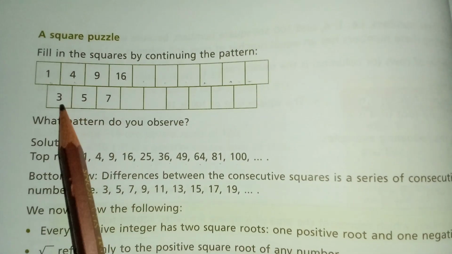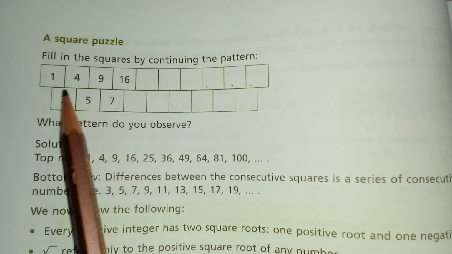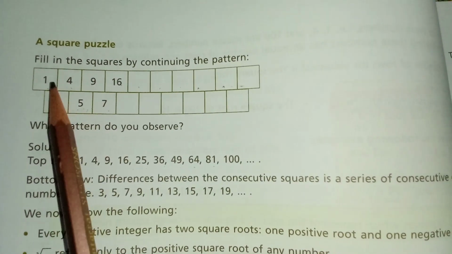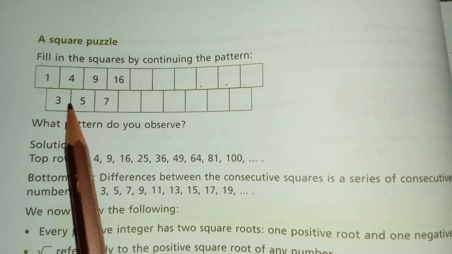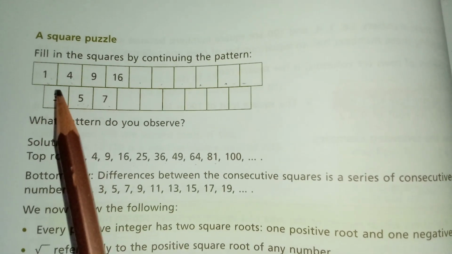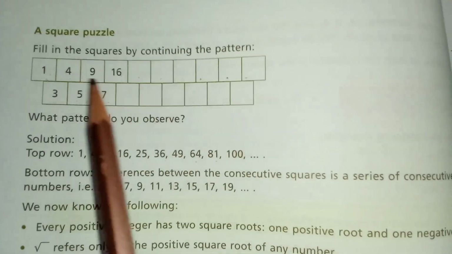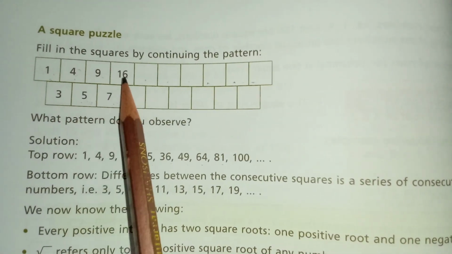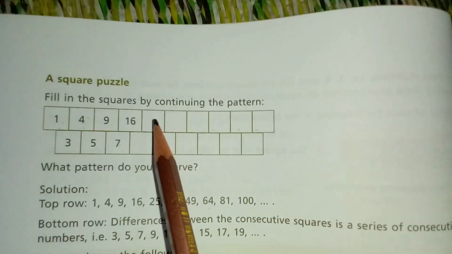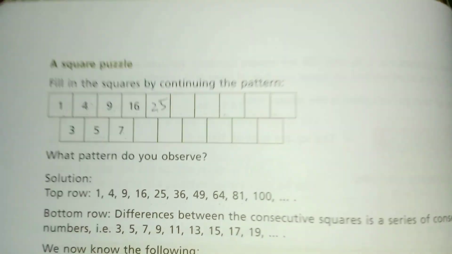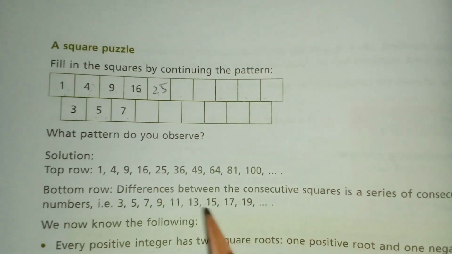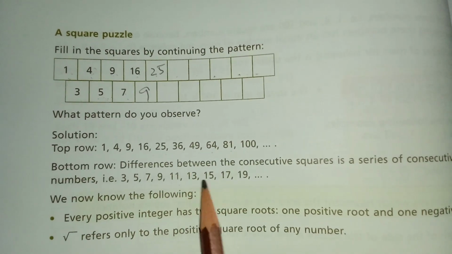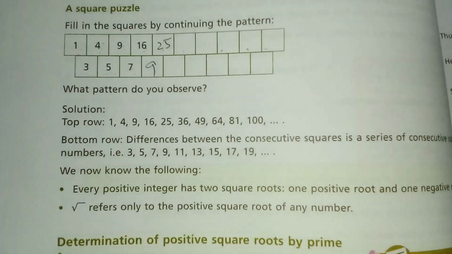Now the bottom row: 3, 5, 7. As you see, there is a difference between the consecutive squares. 1 and 4 means the difference between the consecutive squares: 4 minus 1 is 3, 9 minus 4 is 5, 16 minus 9 is 7. So it will be 25. So 25 minus 16 will be 9. So you can complete this: 3, 5, 7, 9, 11, 13, 15, 17 and 19, and so on.